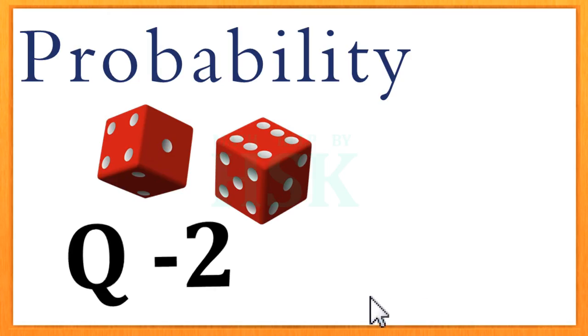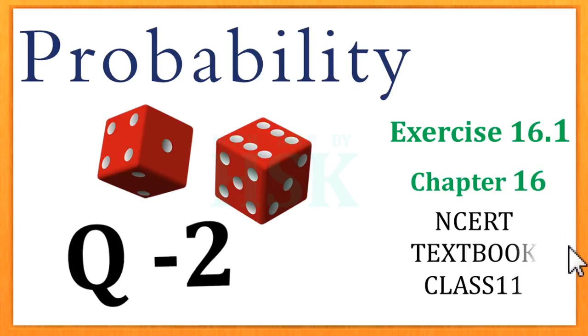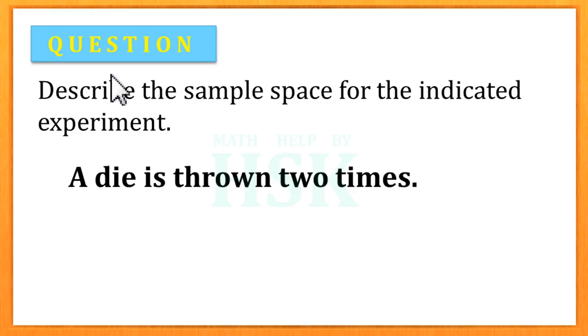Question number 2 of Chapter Probability, Exercise 16.1 of the NCERT Maths textbook. Hello friends, the question is like this. Describe the sample space for the indicated experiment.